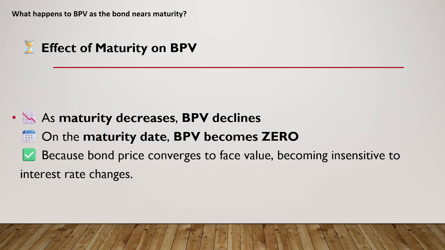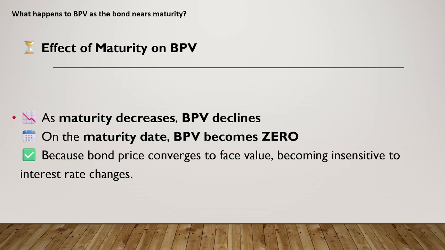That's a great question. As the bond gets closer to its maturity date, its BPV keeps decreasing. Why? Because the bond's market price gradually moves towards its face value. On the maturity date, the bond is redeemed at face value regardless of what interest rates are doing, so its sensitivity to rate changes becomes zero. That's why the BPV becomes zero on the maturity date. So, longer-term bonds generally have higher BPVs, and as they age, their BPVs reduce.